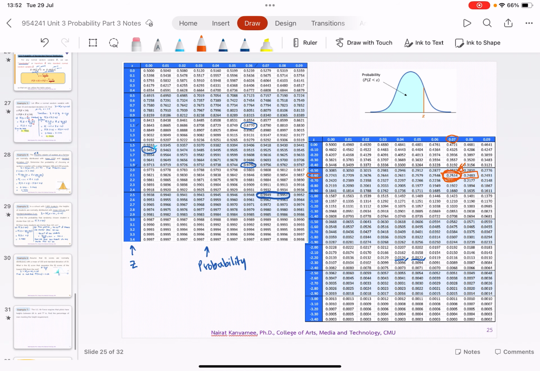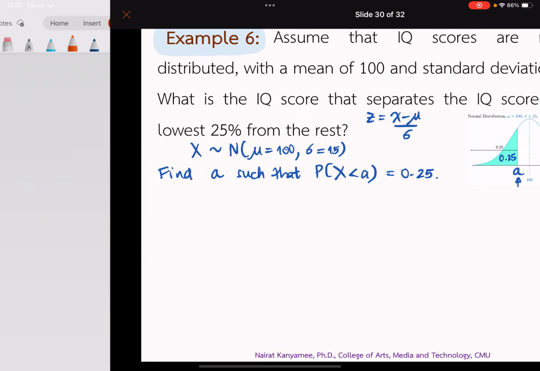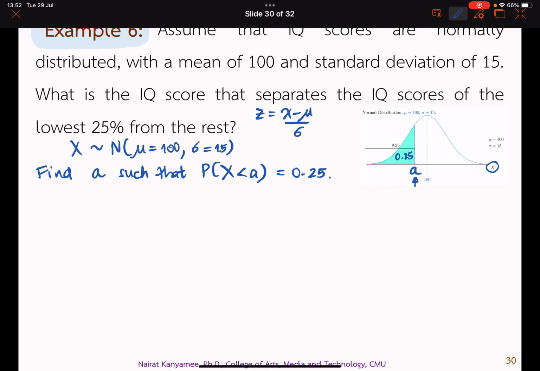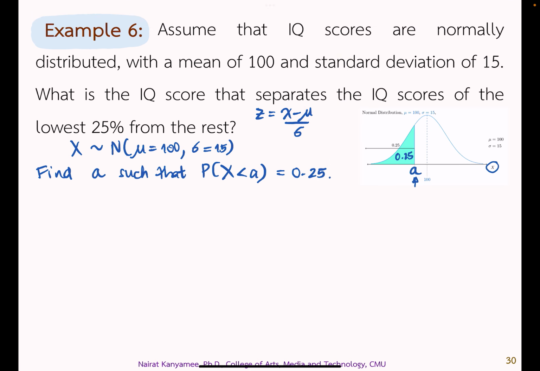Let's take a look at that example. From here, the way to write it down might be different from the previous example. Since we are looking for the value of a, not the area, it's the other way around. We need to work out from the area back into the x score or z score. From here, we need to work out from the area first from the table.